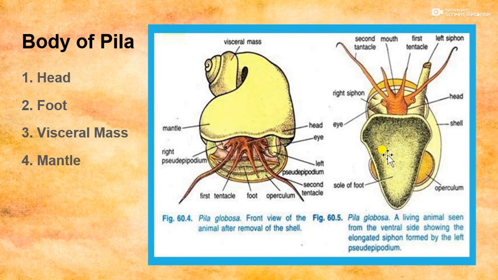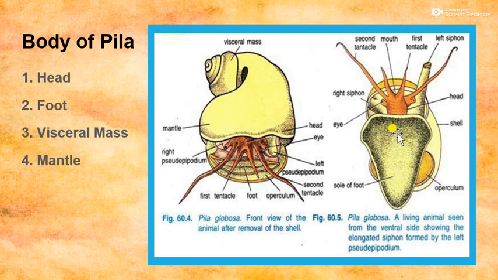In the foot there is a pedal mucus gland, which forms a slimy trail during locomotion. Waves of contraction which sweep from the anterior to the posterior end of the foot provide the main power for locomotion. In fact, the head and foot together constitute the head-foot complex, which is connected to the visceral mass by an inconspicuous neck.